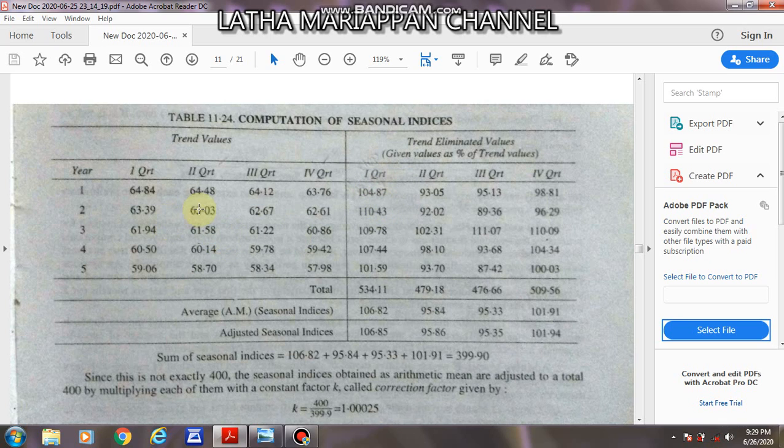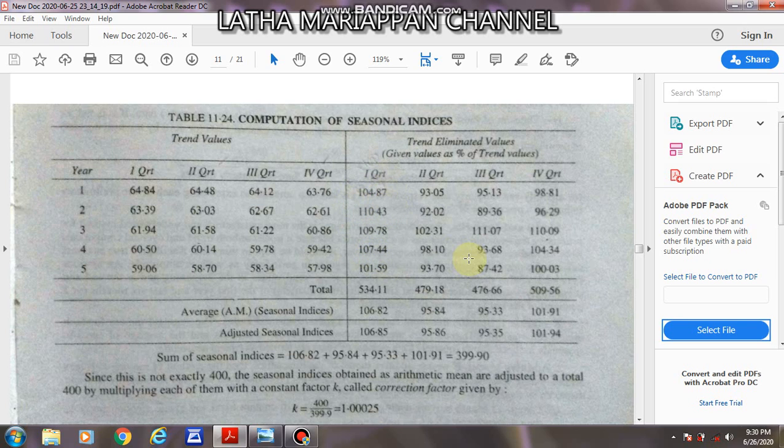See, the second quarter we got 60, no, 60 divided by 64.84. Okay, 60 divided by 64.84 into 100, we will get 93.05. Okay, the given value as a percentage of trend value. So we will get this eliminated value. It is not necessary because it is not asked in the question. Only you have to find out this one, that is more than enough. In case they ask to find out the trend eliminated value, you have to use the given data divided by this data, into 100, you will get 104.84.